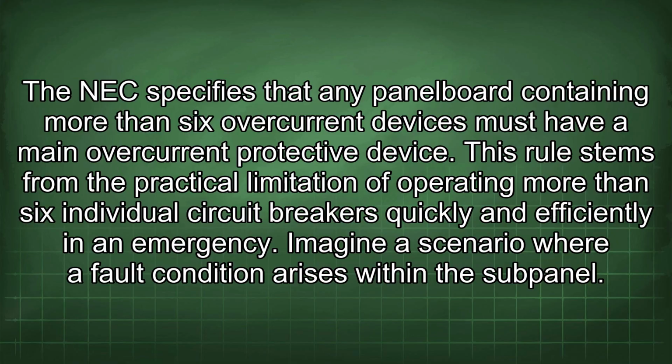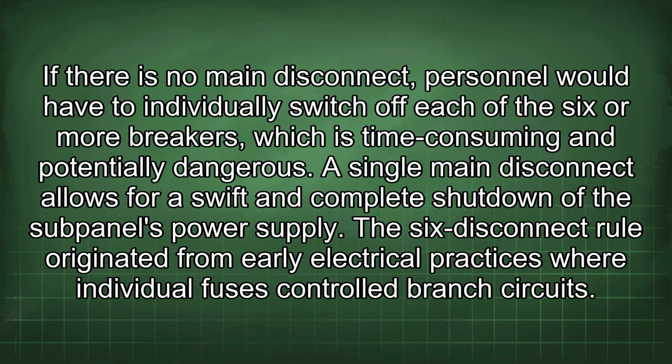The NEC specifies that any panel board containing more than 6 overcurrent devices must have a main overcurrent protective device. This rule stems from the practical limitation of operating more than 6 individual circuit breakers quickly and efficiently in an emergency. Imagine a scenario where a fault condition arises within the subpanel. If there is no main disconnect, personnel would have to individually switch off each of the 6 or more breakers, which is time-consuming and potentially dangerous. A single main disconnect allows for a swift and complete shutdown of the subpanel's power supply.